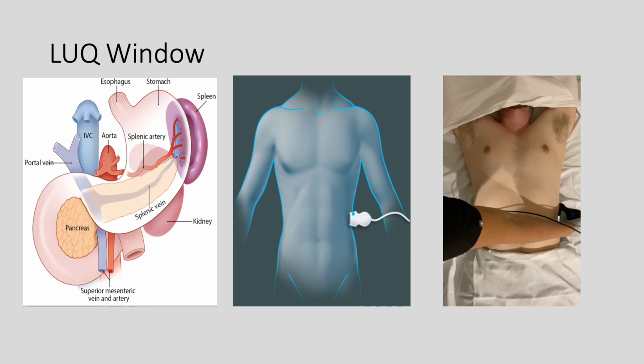Next, we will be examining the left upper quadrant. The left upper quadrant is used to screen for fluid in the splenorenal interface. It is also used to screen for pleural fluid, such as hemothorax, subdiaphragmatic fluid, and used to visualize direct evidence of splenic or renal injury.